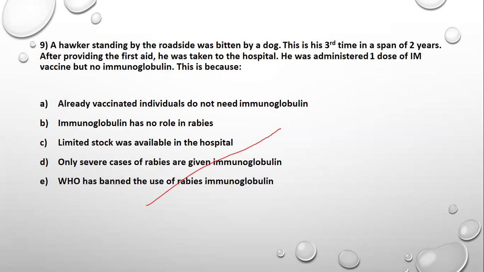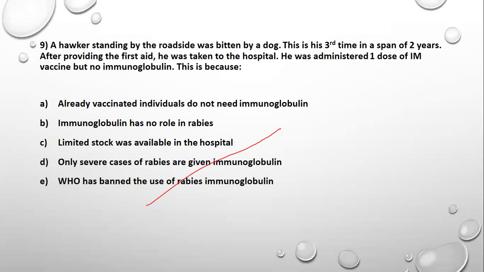A hawker standing by the roadside was bitten by a dog. This is his third time in a span of 2 years. After providing the first aid, he was taken to the hospital. He was administered 1 dose of vaccine, but no immunoglobulin. This is because A, already vaccinated individuals do not need immunoglobulins. B, immunoglobulin has no role in rabies. C, limited stock was available in the hospital. D, only severe cases of rabies was given immunoglobulin. Or E, WHO has banned the use of rabies immunoglobulin.